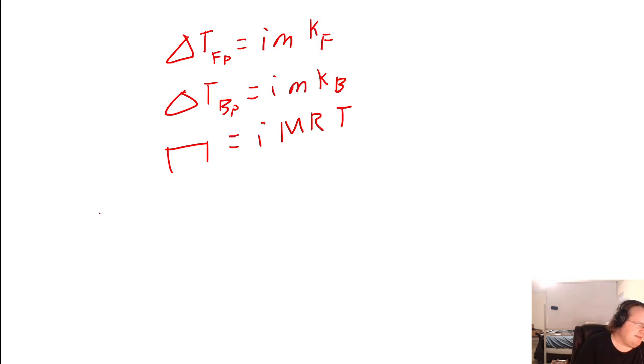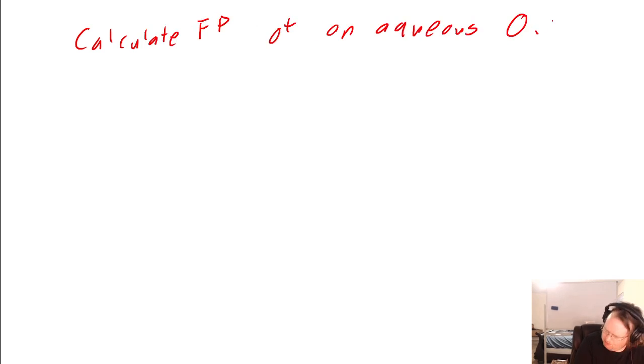So let's take a look at an example of where it's relevant. I'll make a slide for this. We're going to calculate the freezing point of an aqueous, remember aqueous is water, 0.0800 molal iron 3 chloride. That should be an E. I'm just going to rewrite it. FeCl3.